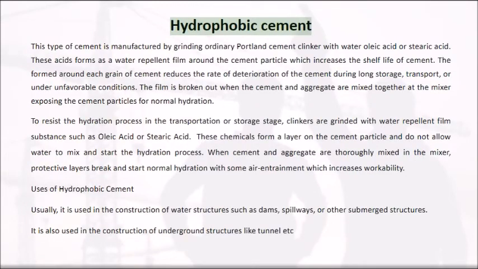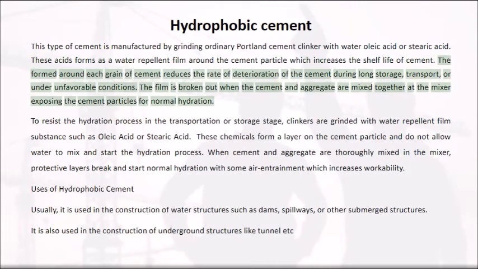Hydrophobic cement. This type of cement is manufactured by grinding ordinary Portland cement clinker with water, oleic acid or stearic acid. These acids form a water-repellent film around the cement particle, which increases the shelf life of cement.